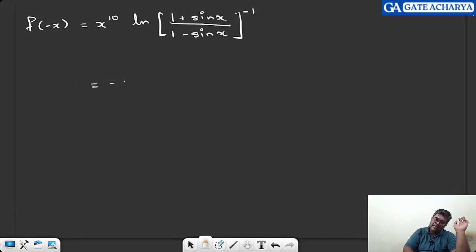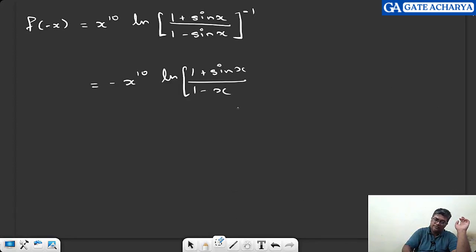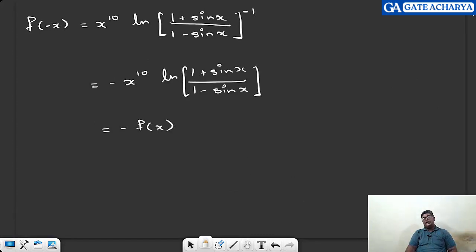Now, as I discussed, anything in the power can be taken as multiplication. So minus x raised to 10 into log of 1 plus sin x divided by 1 minus sin x. Okay, so this is the negative value of f of x. This is minus of f of x, right? So when I introduce the minus sign, I'm getting the negative value of the original function. So negative value of the original function means it's an odd function. Therefore, f of x is an odd function.